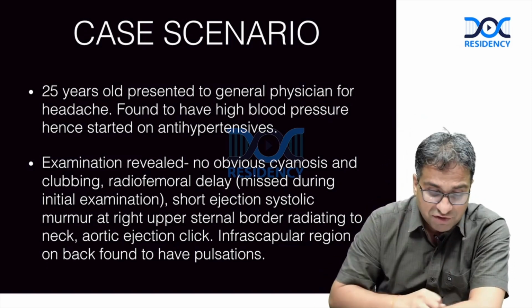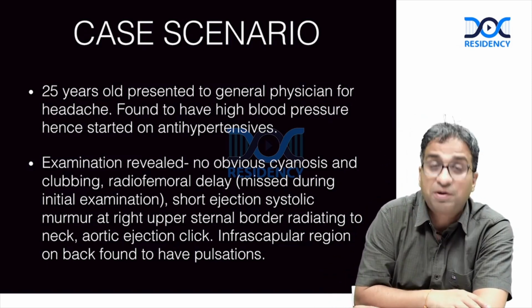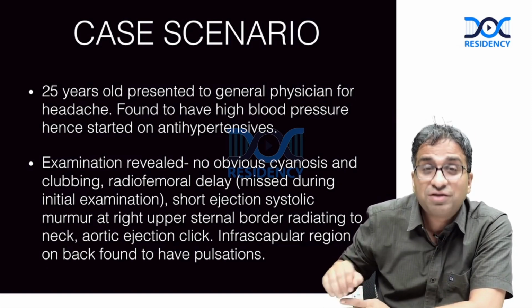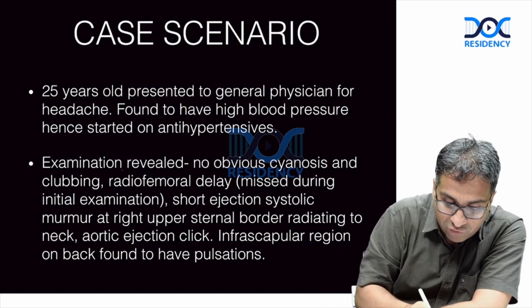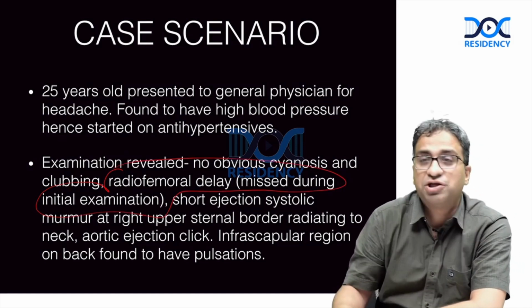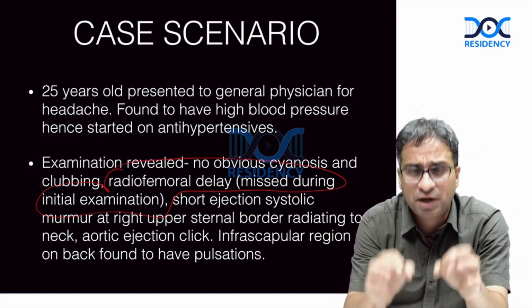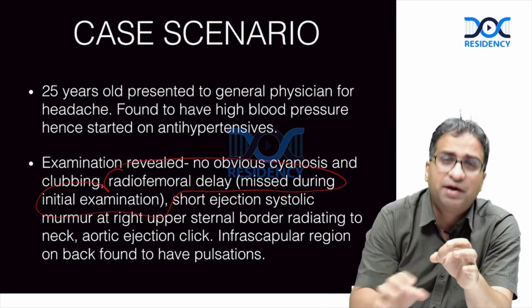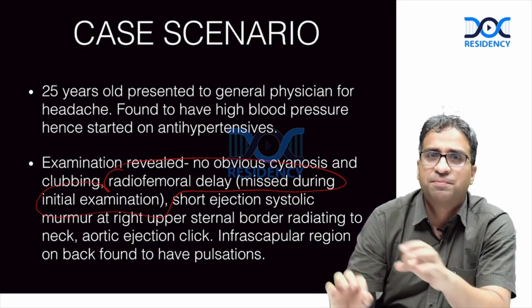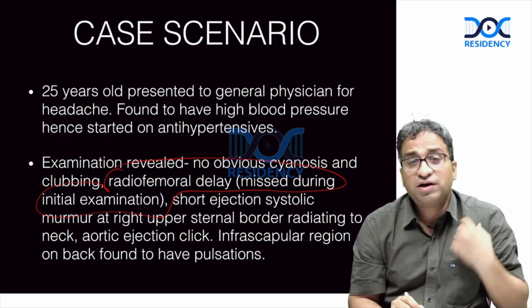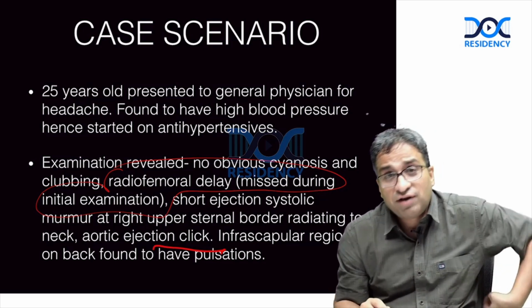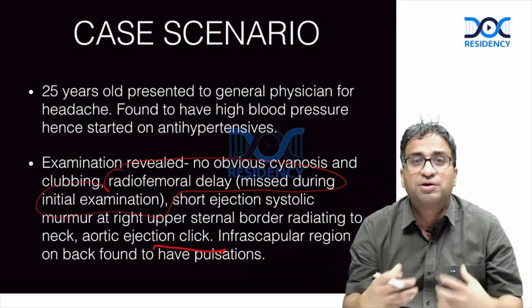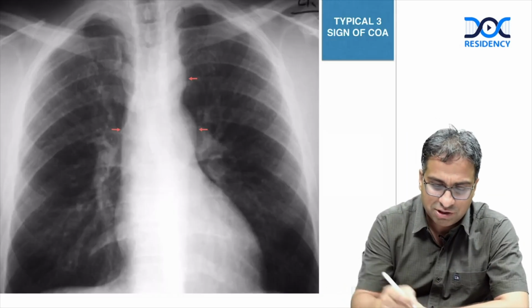When he came to another physician, he revealed no obvious cyanosis, but when the physician checked the lower limb pulses, he found the lower limb pulses were very poor. Then we found there was a radiofemoral delay. So in any hypertension or any cardiac patient, it's imperative, compulsory and mandatory to check upper limb and lower limb pulses, and upper limb and lower limb BP. And when we did, we found a short ejection systolic murmur, and a click is there. And when we looked at the back, in the infrascapular area, there is a pulsation. So now the diagnosis is very clear.